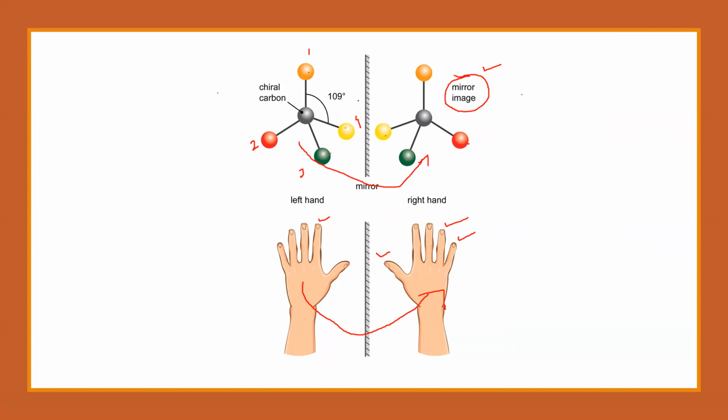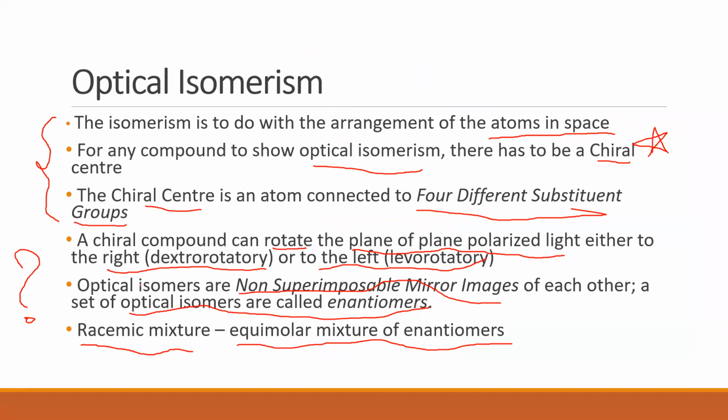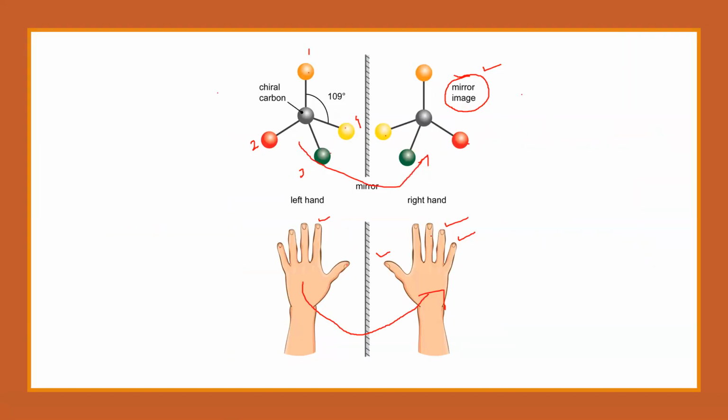So are these two superimposable? Yes. Are these two mirror images? Yes. Are these two optically active? Yes. Why are they optically active? Because there is a chiral carbon. So now you understand the definition. Optical isomers are non-superimposable mirror images of each other. A set of optical isomers are called enantiomers. So this definition is something that we have understood. Let's look at the other two now.